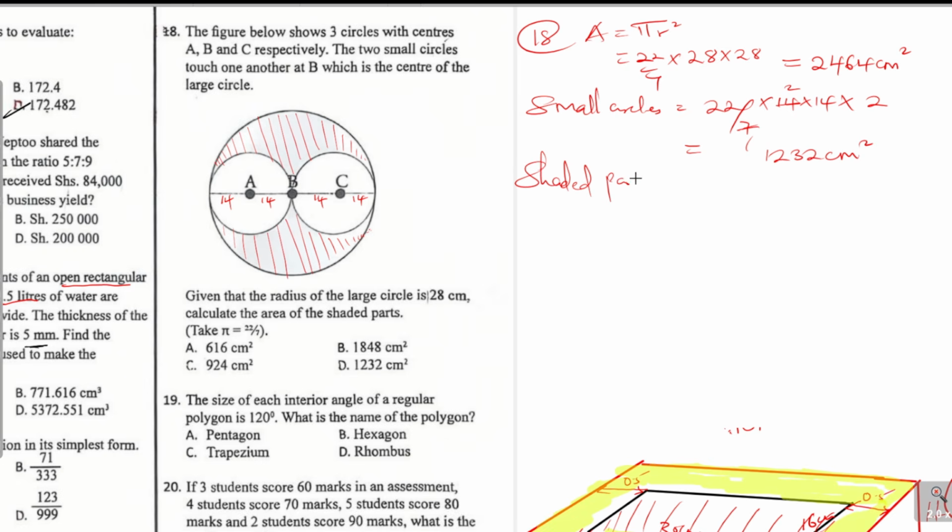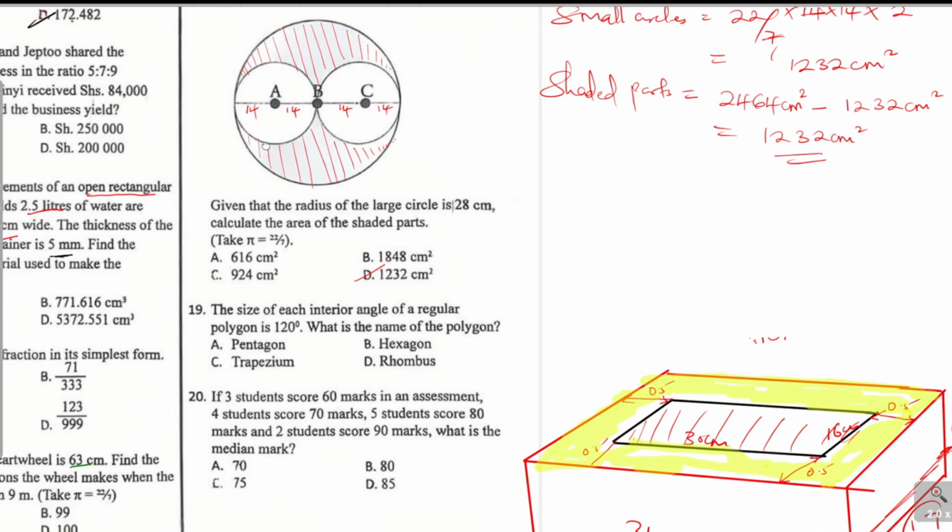So now the shaded part will be given by the area of the larger circle, which is 2464 centimeters squared, minus the areas of the small circles, which we got as 1232 centimeters squared. So once you subtract these, you get 1232 centimeters squared. The answer is D there. We go to the next question.